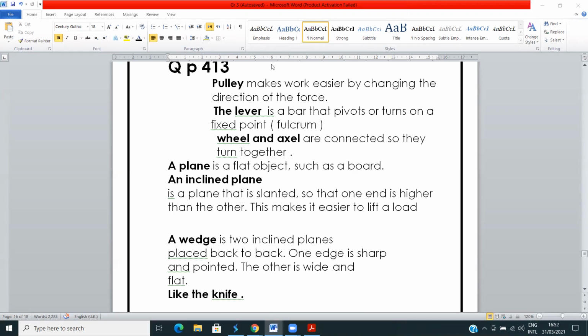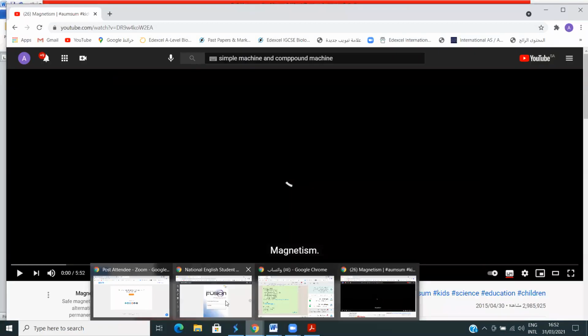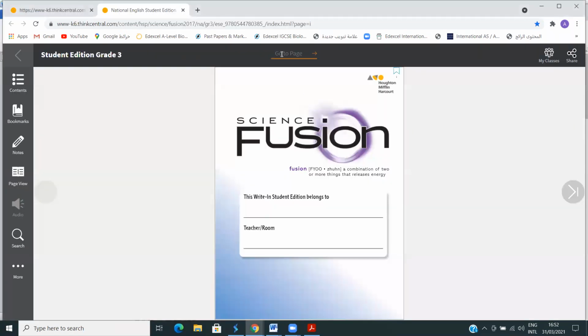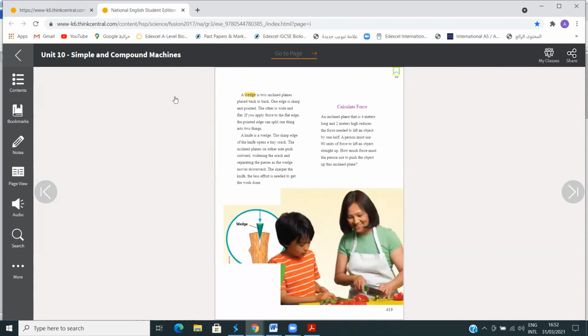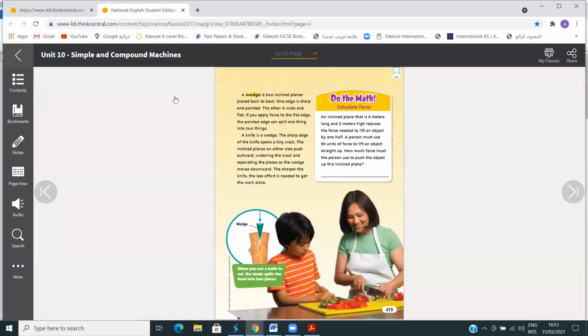I will give it to you here, my students, on page 419. One minute, because I know it may be difficult for you. You see the wedge? I think it is difficult for you, so I will explain it. That is the wedge here, my students.